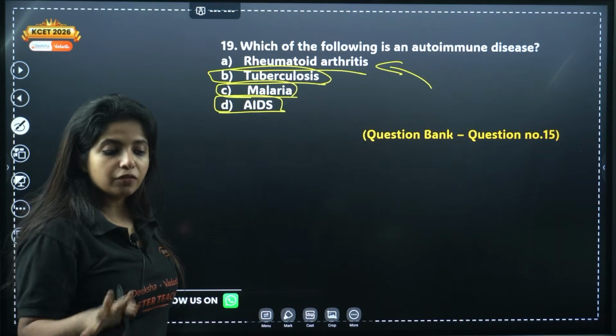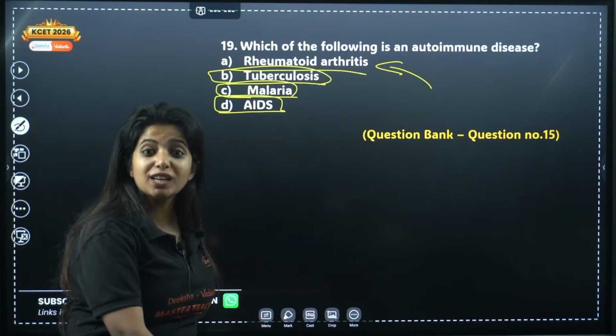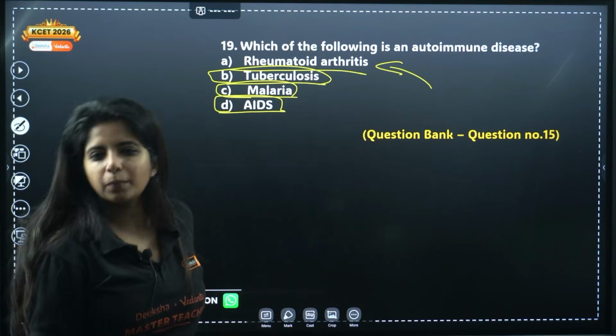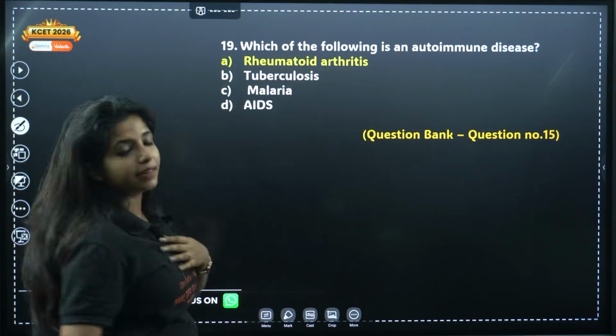It is not able to differentiate between self and non-self. Over here, the cells in our joints are being destroyed, which is why we have joint pain and things like that. So your answer for this question is A, rheumatoid arthritis.